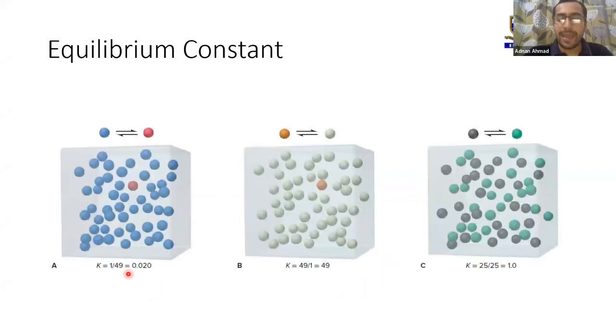By analyzing the equilibrium constant, we can see that if K is very small, it means we have lots of reactant and very few molecules of product. If the value of K is very large, we have very little reactant and lots of products. And if the value is near 1, we have roughly equal amounts of reactants and products, right?